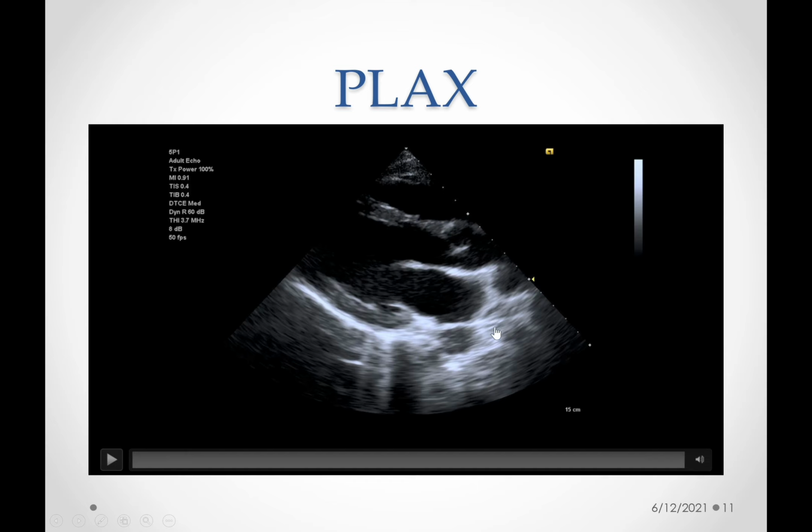Notice that you can get the descending aorta as well in the same view, and this can easily differentiate between pericardial and pleural effusions based on where the effusion is relative to the aorta.